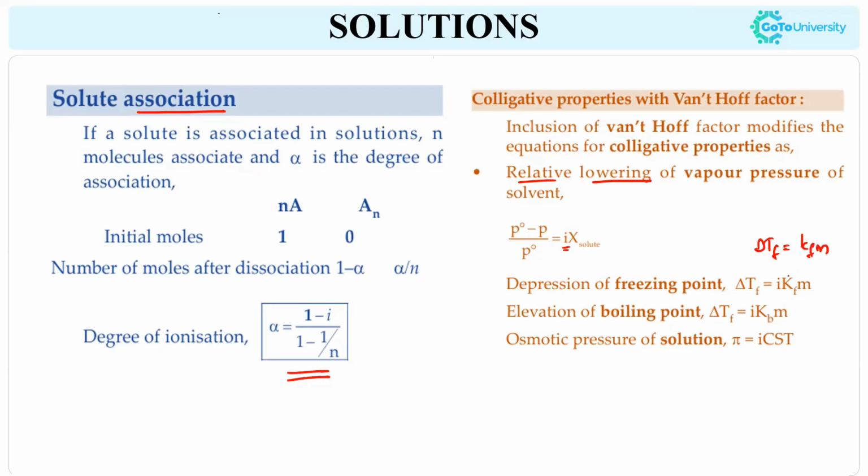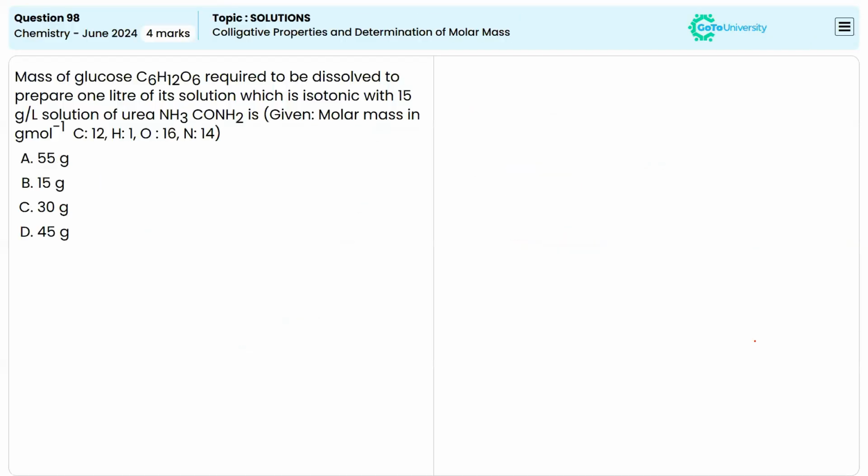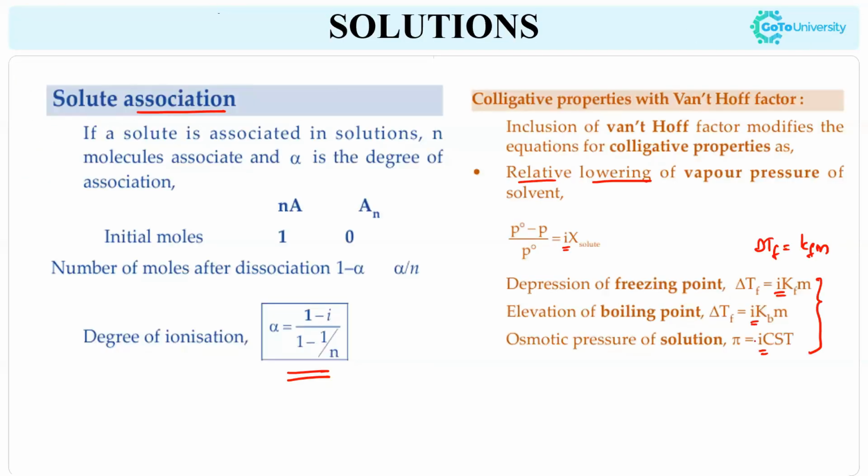But if you are considering the Van't Hoff factor, that is in case of the compounds which undergo ionization or association, we have to consider the i value. So these are the modified equations considering association and dissociation. The ones that we discussed before were for normal compounds. So this is for the compounds which show association and dissociation. That's it. Okay. So these are the important topics from this particular chapter.